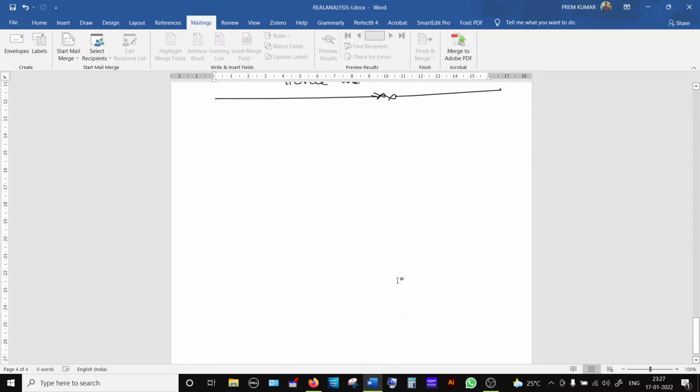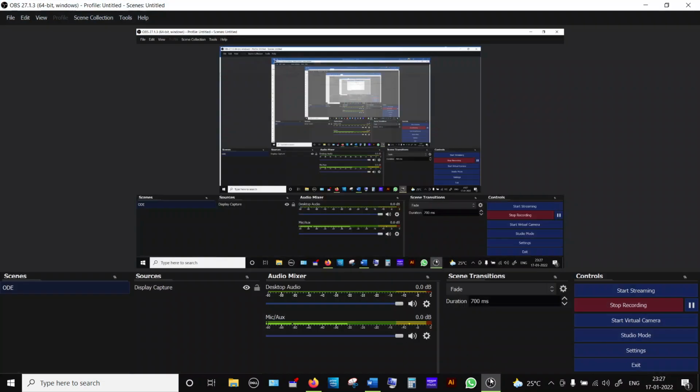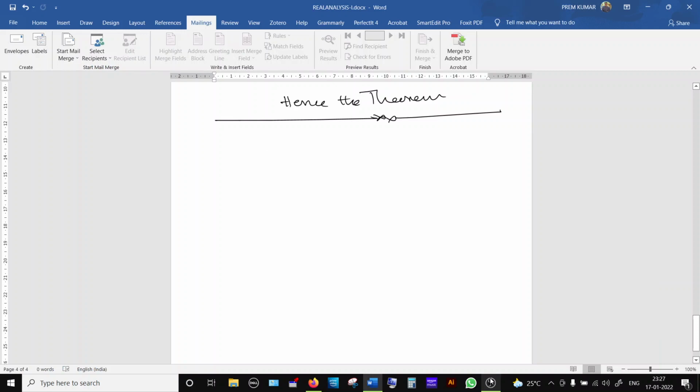Now we have some 2-3 definitions that I will write now. That comes to the end of this section of the unit, closed sets.